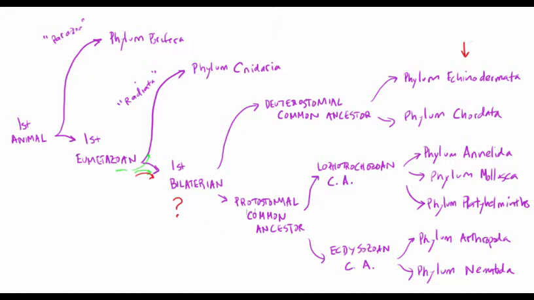Okay, so we're going to be spending a little bit of time talking about what we might be able to infer about that first bilaterian, how long ago it existed, what it might have looked like, what its genome might have looked like, based on the information that we can get from the evidence provided by our 8 modern, well-characterized animal phyla.